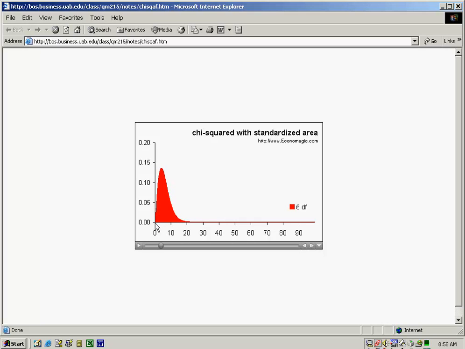Alright, so it starts off at 0. There are no values for the chi-squared less than 0. It starts off quickly and then it trails off to infinity.